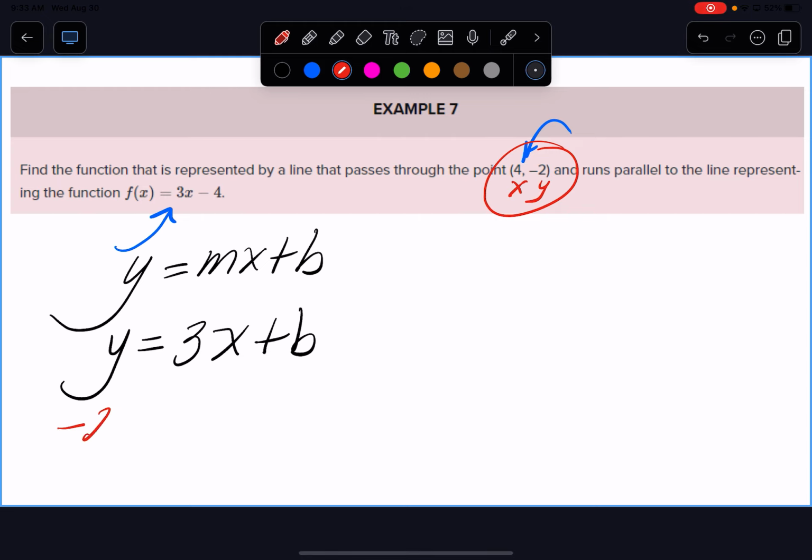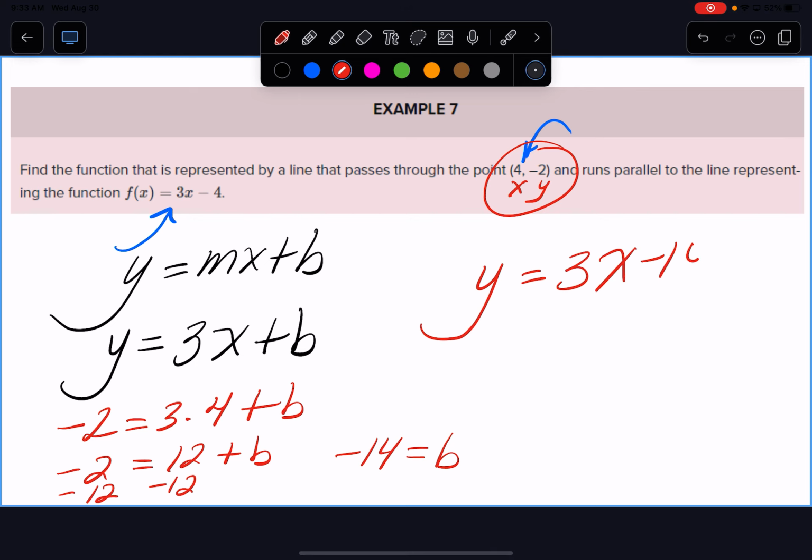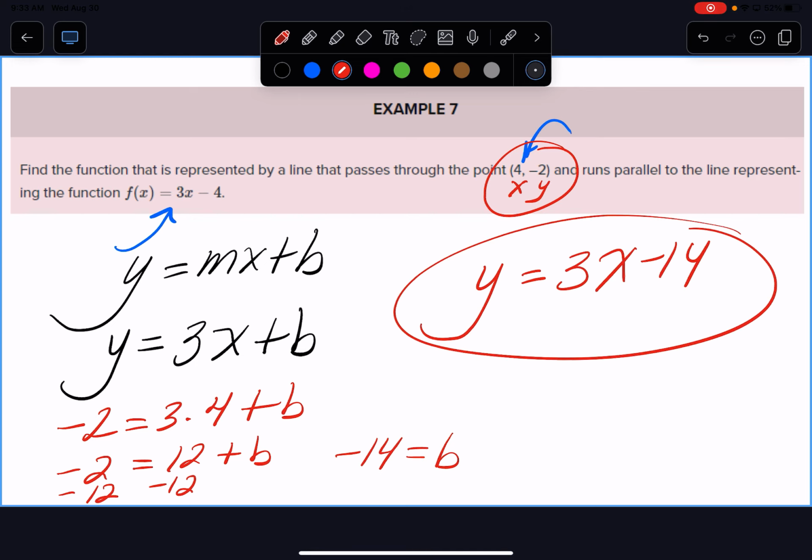So we'll say negative 2 equals 3 times 4 plus b. That's negative 2 equals 12 plus b. Subtract 12, unless I messed up. Did I mess up? Looking good, looking good. So we have negative 14 equals b. So your final answer is y equals 3x minus 14. What are your questions on that? So the only thing they're doing is seeing if you understand that parallel lines have the same slope. Aren't they giving you the slope essentially there?